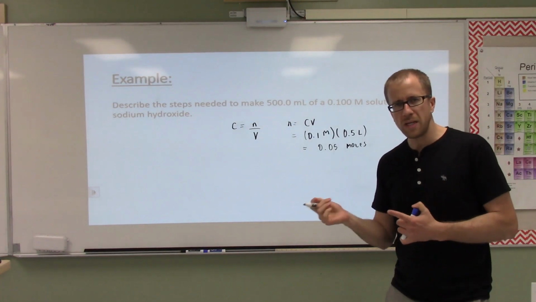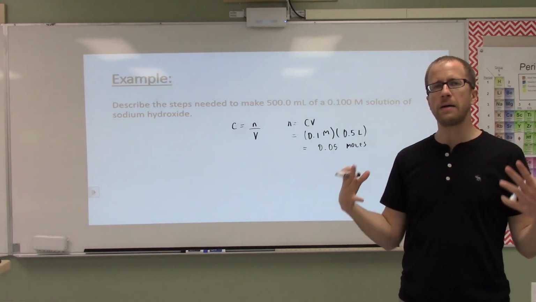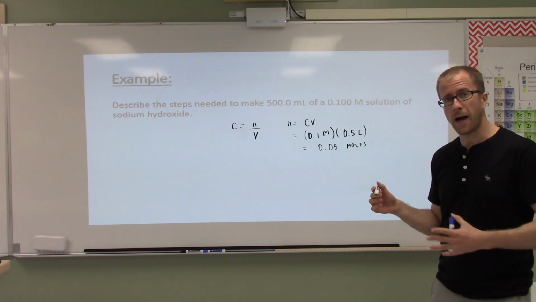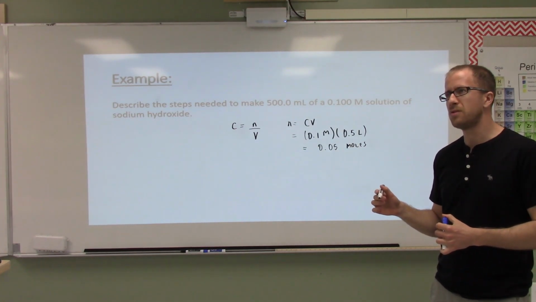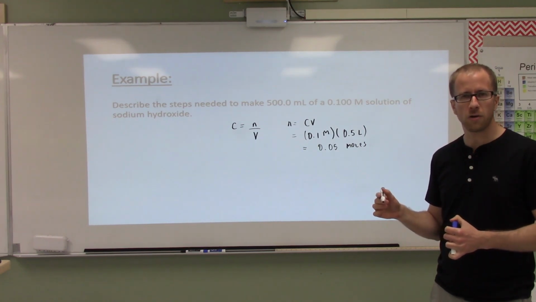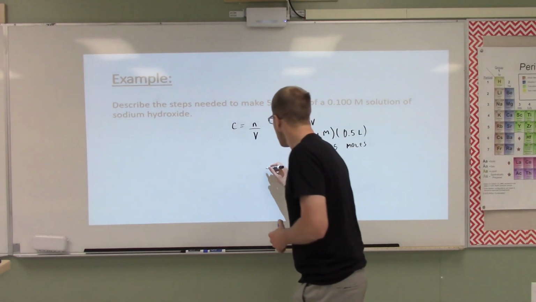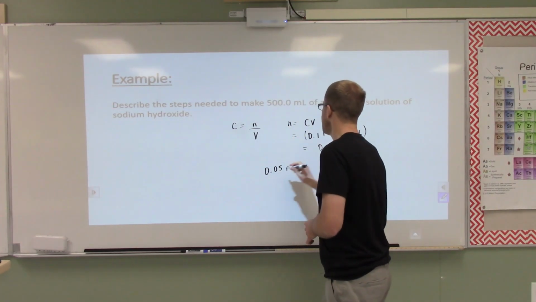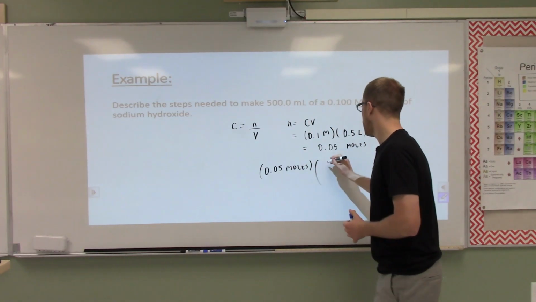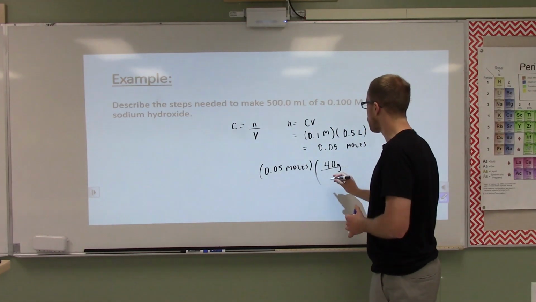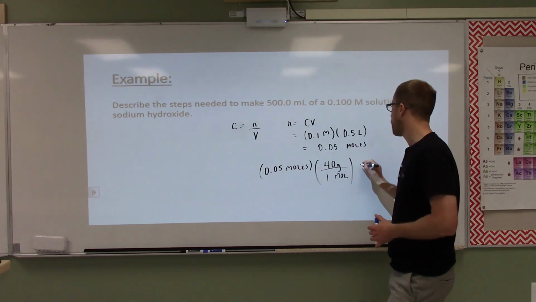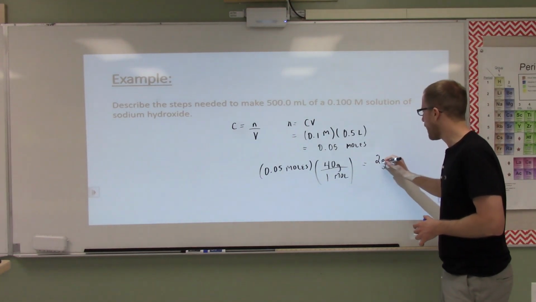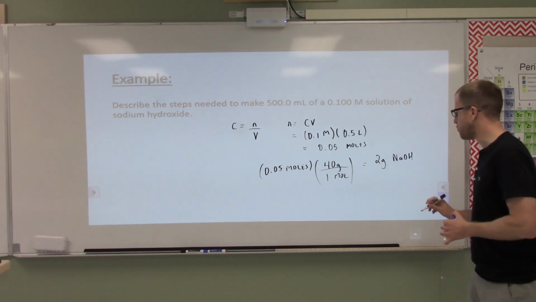Now, what else do we need to know to figure out the number of grams of sodium hydroxide that we need? Well, we need to figure out the molar mass of sodium hydroxide. That is 40 grams on the nose. So, we take our mole value, we multiply this by our molar mass. There's 40 grams of sodium hydroxide per mole, which means that we need 2 grams of sodium hydroxide.